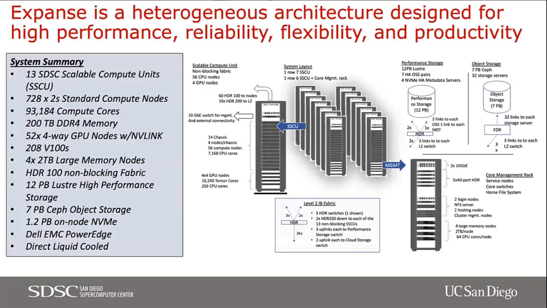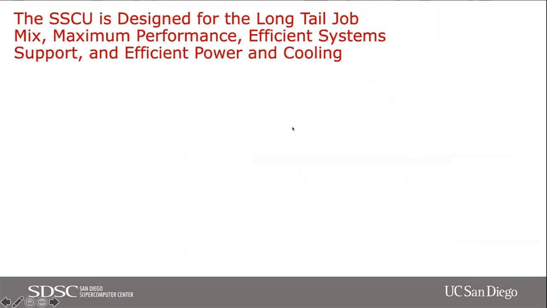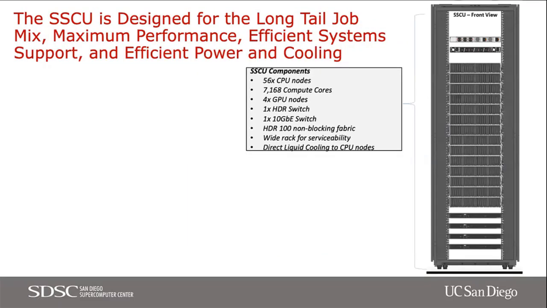So let's go into the rack scalable compute unit. As I mentioned, basically 13 scalable compute units. Overall, we are looking, so let me go to the next slide actually. Each SCCU is essentially designed to have full bisection bandwidth within the rack. So you have 56 compute nodes, which amounts to a lot of cores. It's 7,168 cores compared to Comet, which had 1,700 cores in a rack.